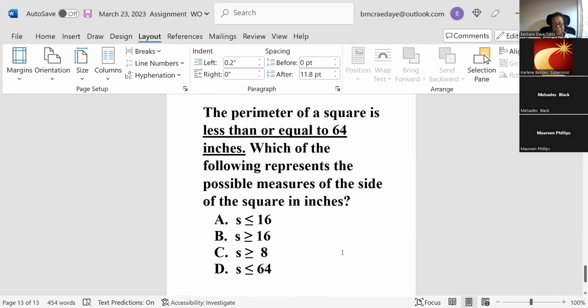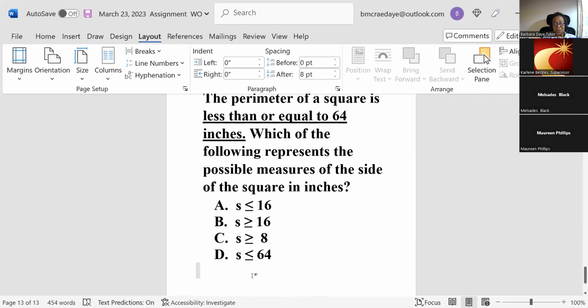Okay, we see which of the following represent the possible measures. I will say B. Greater than? Nope. If the perimeter is less than or equal, the side's got to be less than or equal. Yeah, A. That's right. So answer A. Got it, Mercedes?